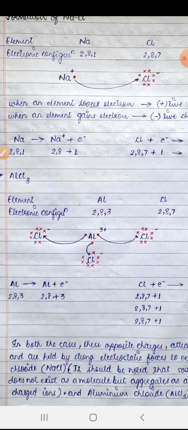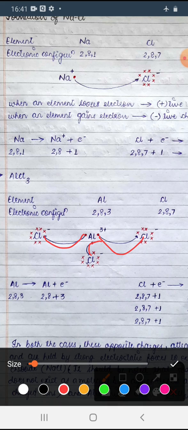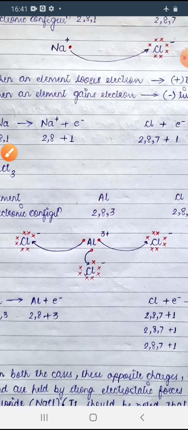Now here we have clearly denoted the 7 electrons of the outermost shell of the chlorines, and each chlorine has a negative charge, because each chlorine is gaining 1 electron from aluminium. So here you can see this electron is given to this chlorine, this electron to this chlorine, and this one to this chlorine. In this way, all the 3 outermost electrons from the aluminium valence shell are lost by aluminium and gained by these 3 chlorines.